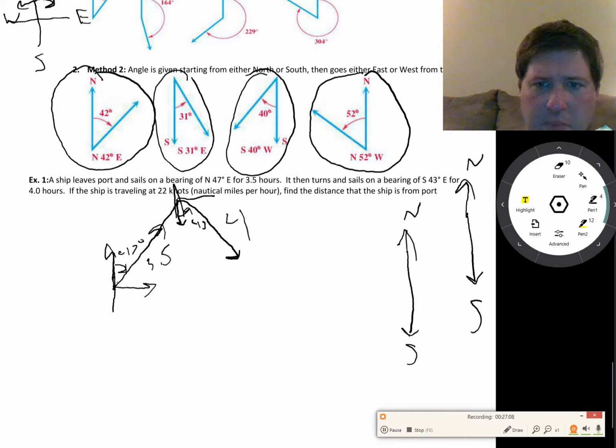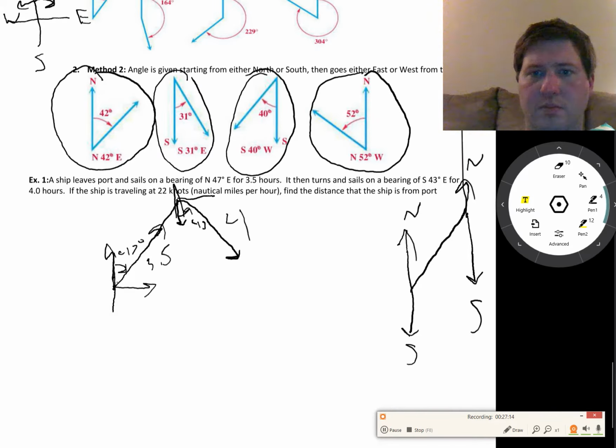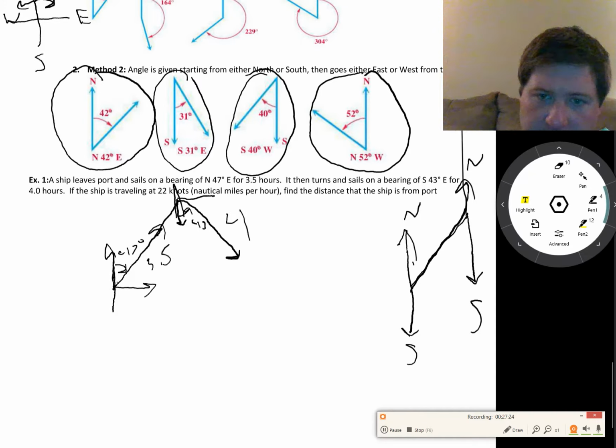Here's the sneaky part of this. I'm going to draw in the first ship's path. The first path, this angle, is 47 degrees. Now, if you remember your geometry, since these are parallel north-south lines, this is also 47 degrees.